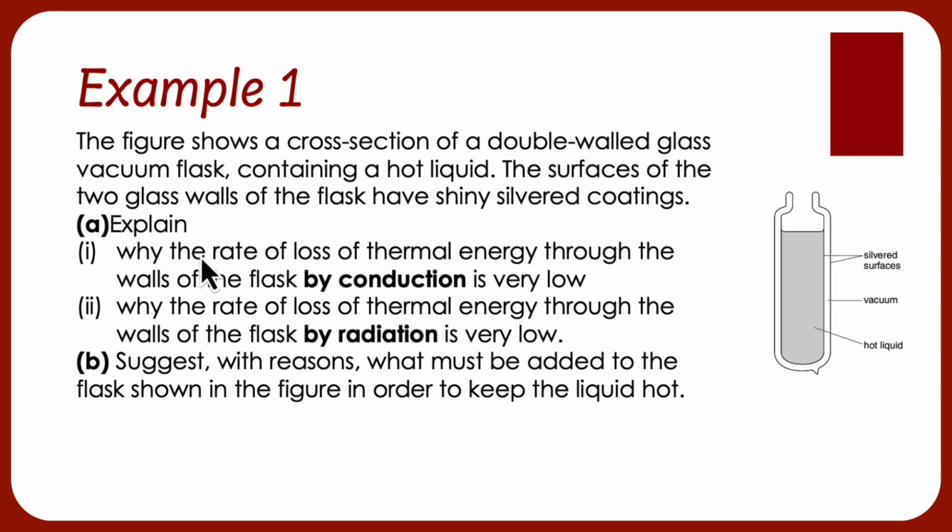So the first part says, why is the rate of loss of thermal energy through the walls of the flask by conduction very low? Well, without particles, I can't have heat transfer via contact, therefore no conduction. Why is the rate of loss of thermal energy through the walls very low? Well, that has to do with this silvered surface. Remember, this will reflect the infrared radiation, therefore either bouncing back in or bouncing back out, but not letting it go from one way to the other.